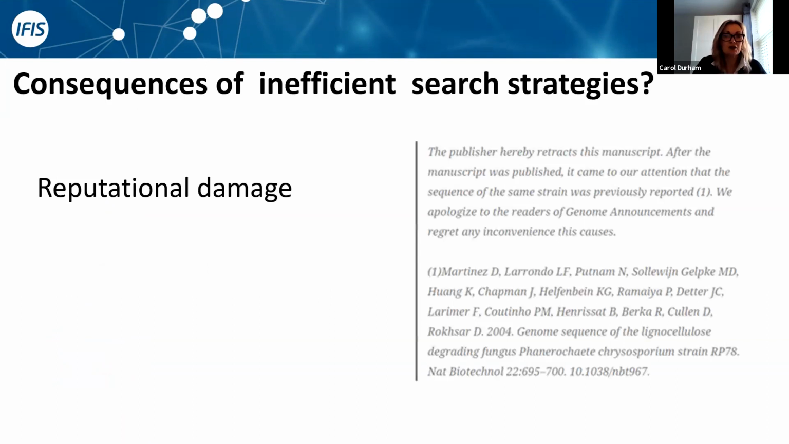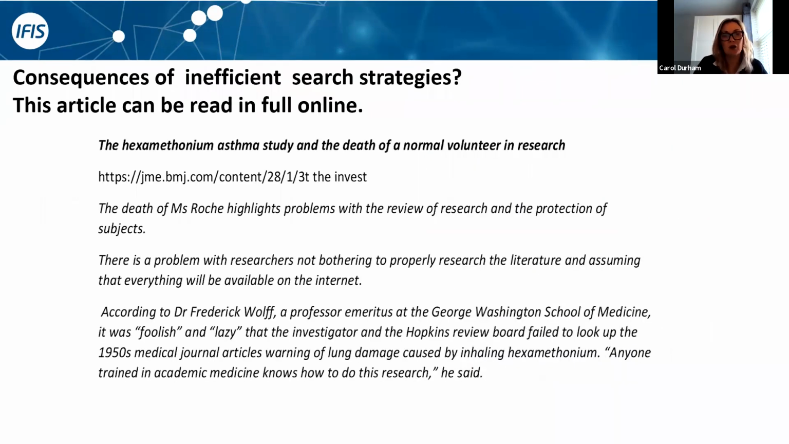Reputational damage is another consequence, where publishers have had to retract manuscripts because it's been brought to their attention that there's been work published before in this particular, very specific area. Also, it's a waste of time and money for the research institute or the university, the researcher, and everybody involved. But the consequences can be a lot more serious when we think about food science and the impact that has on health.